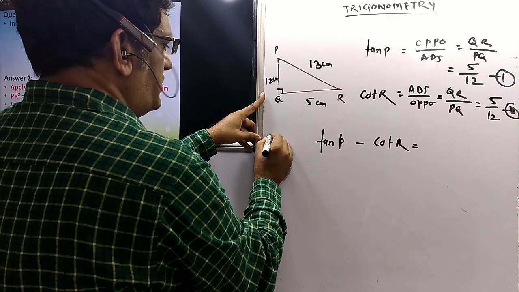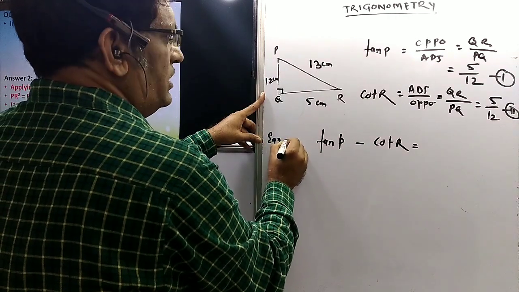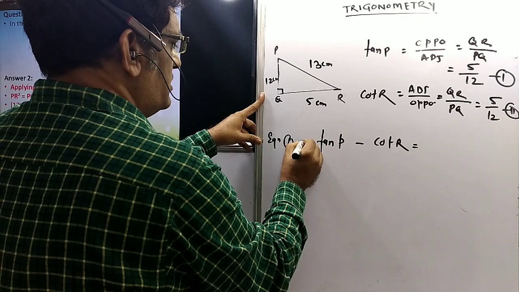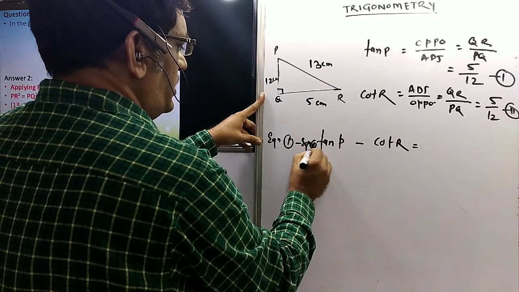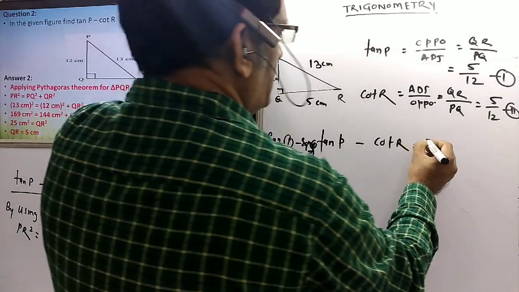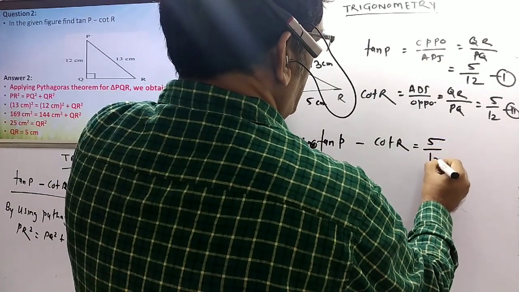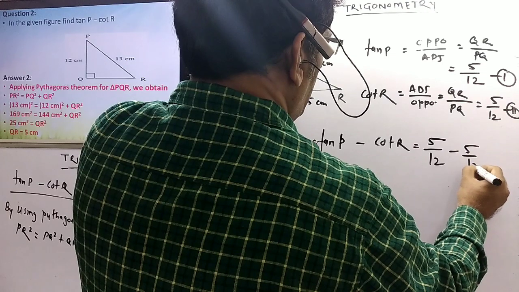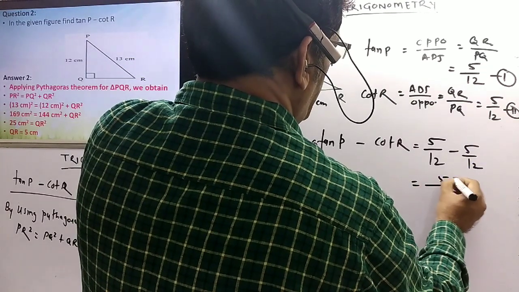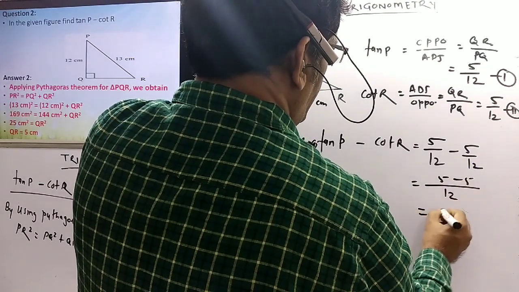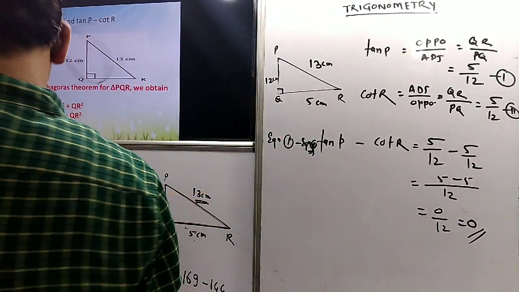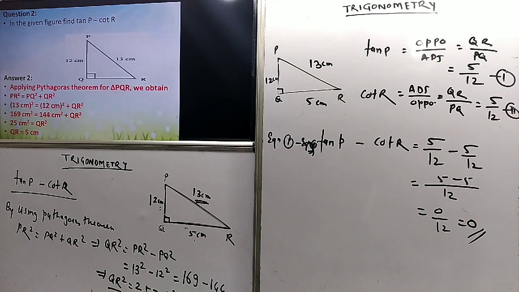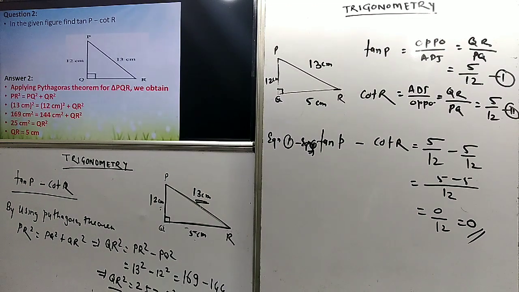Now subtracting equation number 2 from equation number 1, tan P minus cot R is equal to 5 by 12 minus 5 by 12, which is 5 minus 5 by 12, which is 0 by 12, which is equal to 0. So tan P minus cot R equals 0 is your answer.